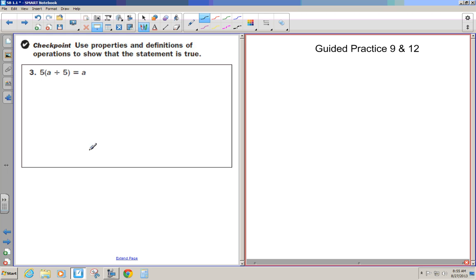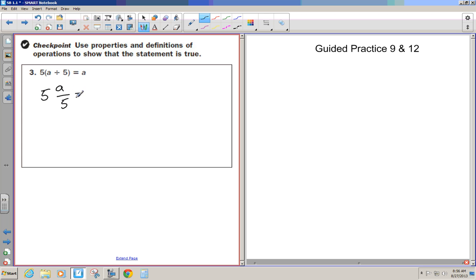All right, let's look at this checkpoint. Okay, I'm going to do it the way that you should be allowed to do this. All right, 5A divided by 5. So you would want to rewrite this as A over 5. And then the way we would think about this is that 5 times 1 over 5, or 5 divided by 5, you would say cancels out, but really it becomes 1A equals A, and you got it.